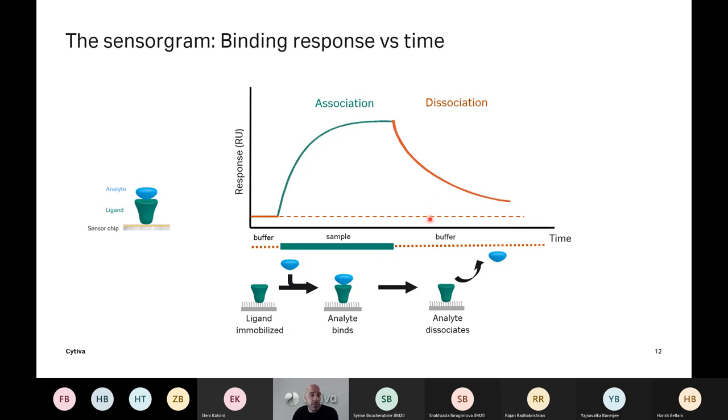Most of the time, if we would like to analyze several samples, several concentrations of the samples, we will need to include a regeneration step, okay, to completely remove all the analyte molecules that are bound to the chip surface and be able to reuse the surface.